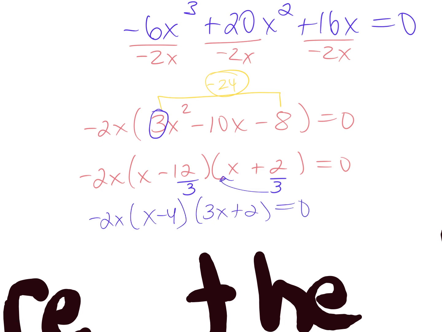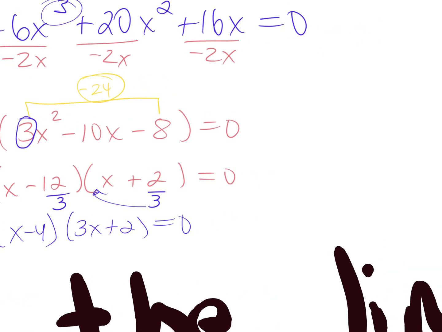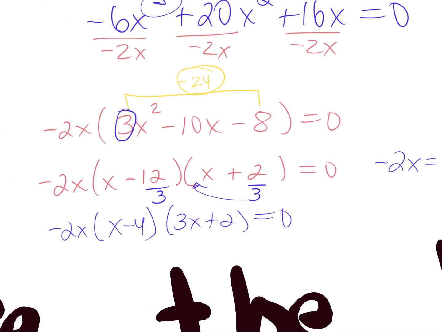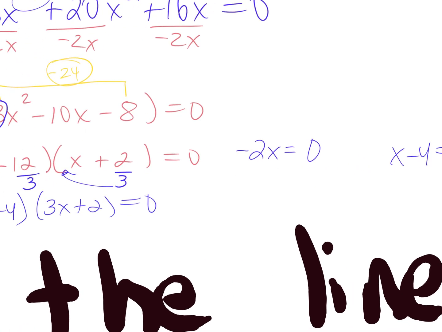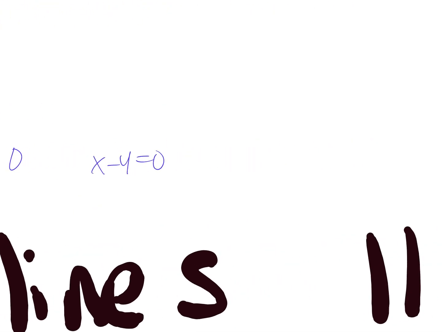Guys, how many x-intercepts do I have here? 3. My highest exponent was 3, so I know I should have 3, but I set each piece equal to 0. This is a little different than the last one because the negative 2 that we took out had an x with it. So that means you're going to have an intercept at 0. X minus 4 equals 0, and 3x plus 2.